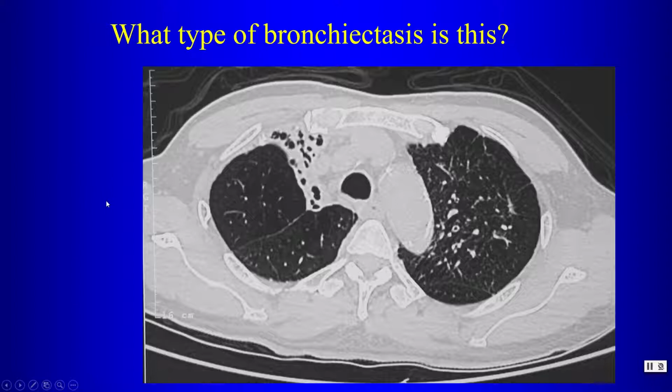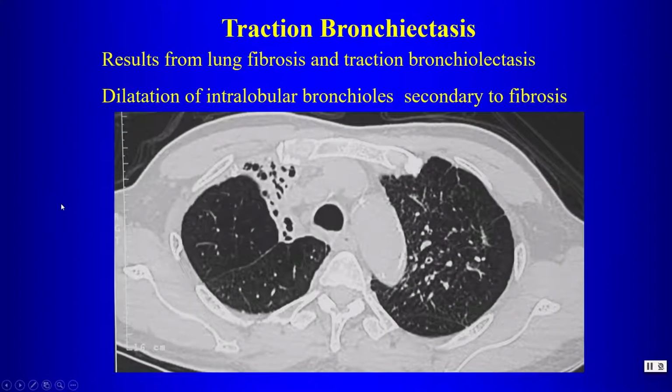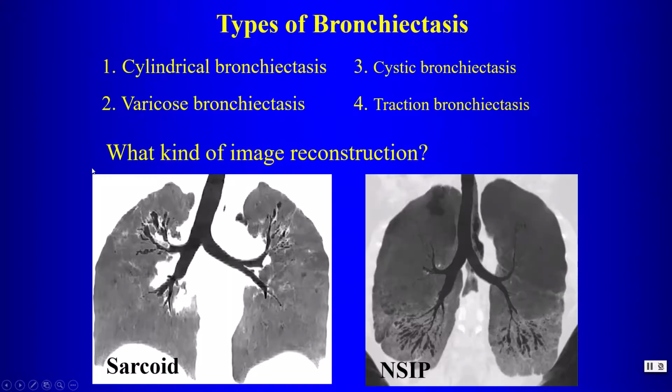So this is called cicatrization bronchiectasis, or if the scarring is associated with interstitial lung disease, you could call it traction bronchiectasis. So traction bronchiectasis is bronchiectasis from scarring. So that's an additional type of bronchiectasis we can consider. So in the Reed classification, we have cylindrical, varicose, cystic, and then you can add traction or cicatrization bronchiectasis also.